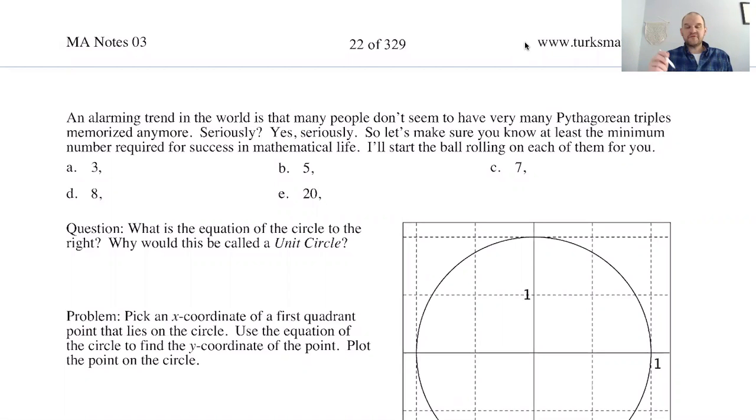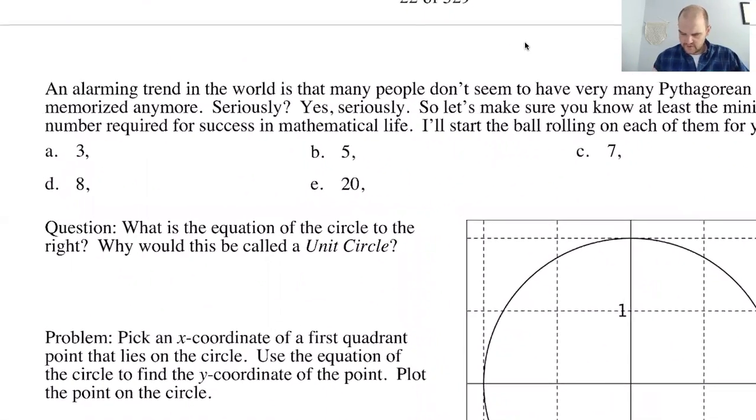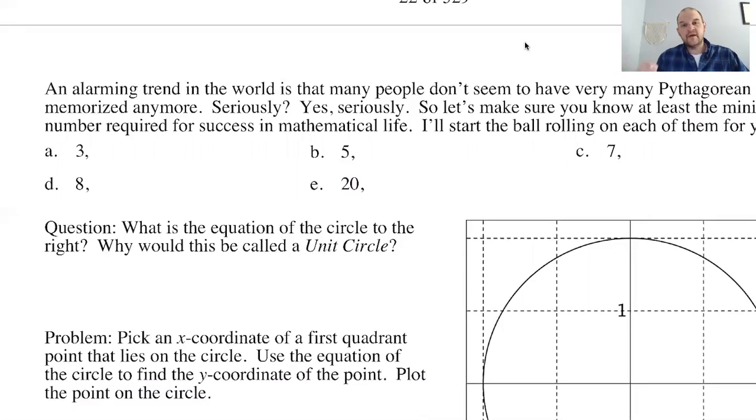So page 23, we are in notes 3. We're gonna start talking about the unit circle here. One of the things that turns out to be very important for the unit circle is Pythagorean triples. It's hard to understand why at first, but let's start by making sure that everybody knows these. These were in a previous video, and these are the ones you should know.